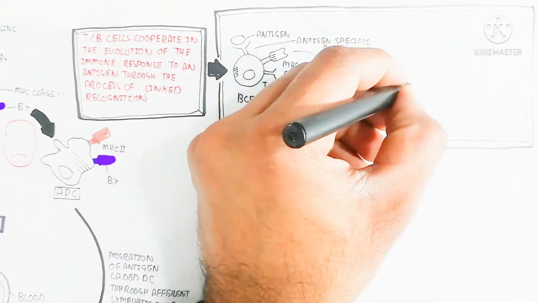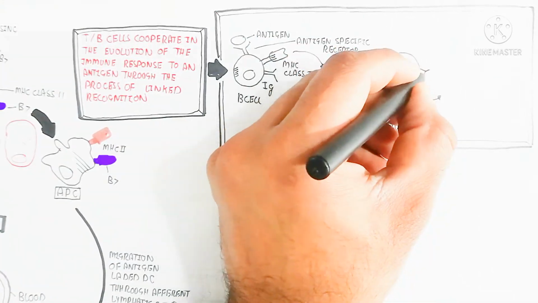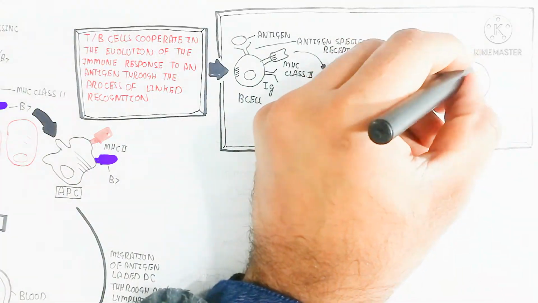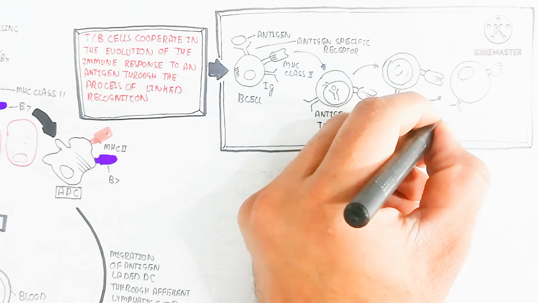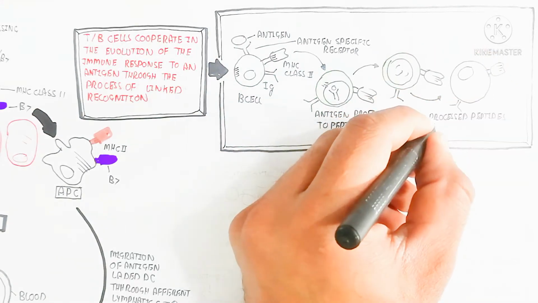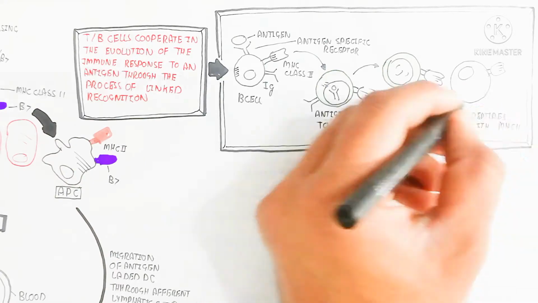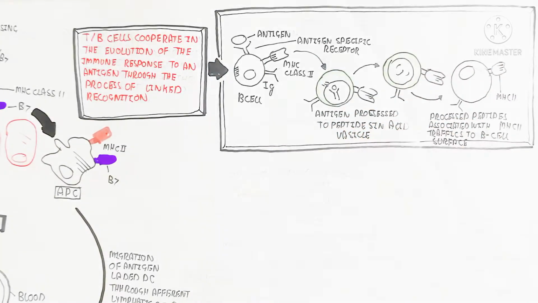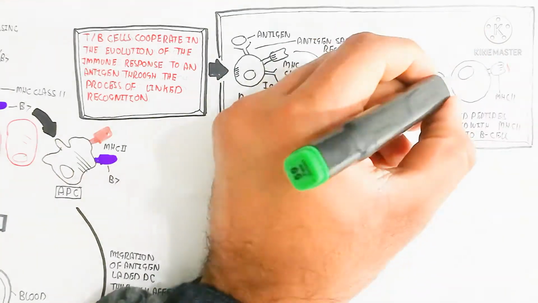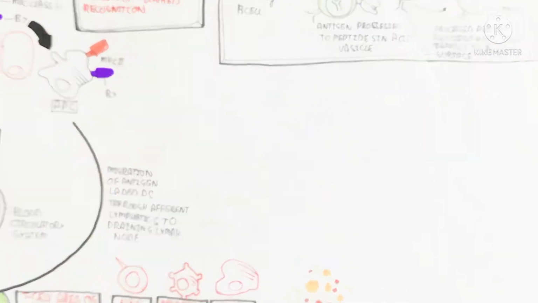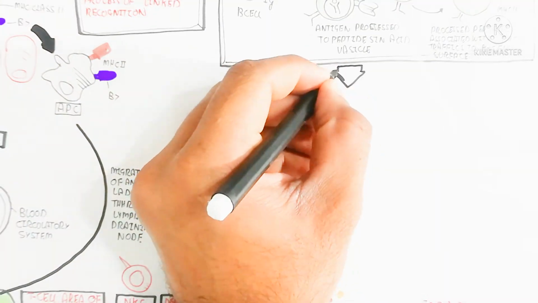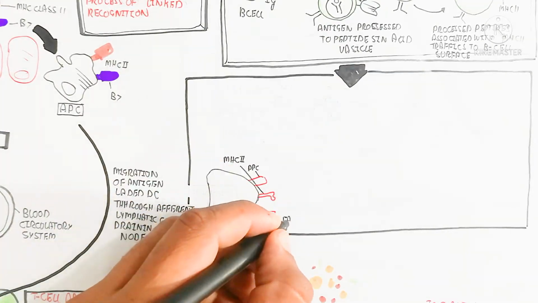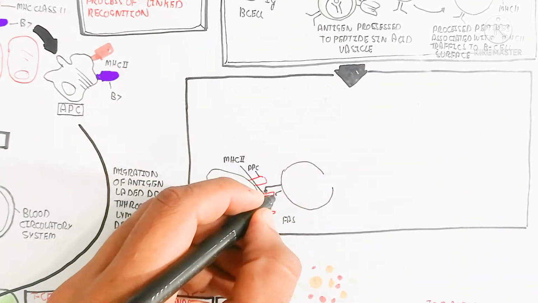So after the specificity, the antigen is processed to peptides in an acid vesicle. So an acid vesicle will be formed, and in this way degradation occurs, and processed peptides associated with MHC class 2 traffic to the B cell surface. So the trafficking to the B cell surface is for the recognition, and further this function will occur. In this way the B cell will show the antigen for the production of antibodies.